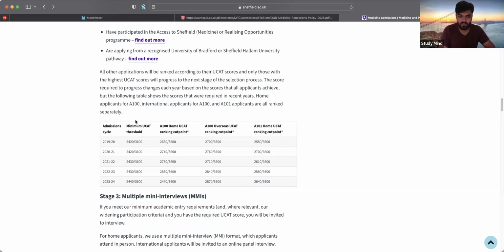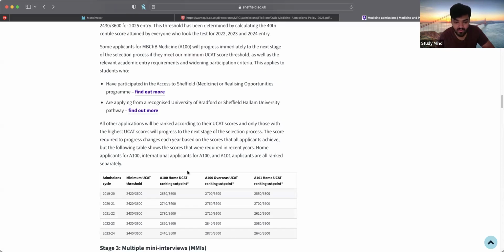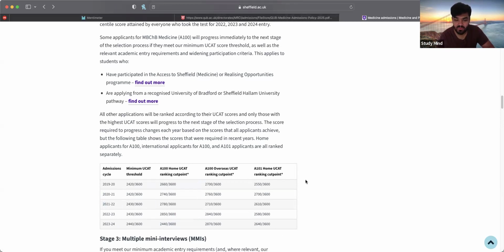So here is the minimum thresholds that we have. This is what I meant by, if you read all of it, basically it says you need to be above that threshold, and then after that, all of the applications will be ranked according to UCAT scores, with only the highest UCAT scores progressing to the next part of the selection process. And here is the ranking cut point. Last year is 2440, which is quite a surprise, to be honest. Most people would think that's quite low for how competitive it's become, right?